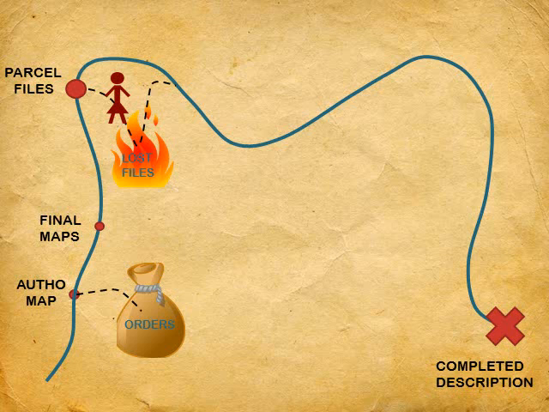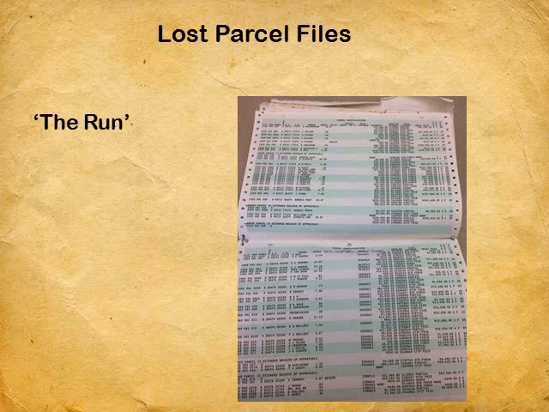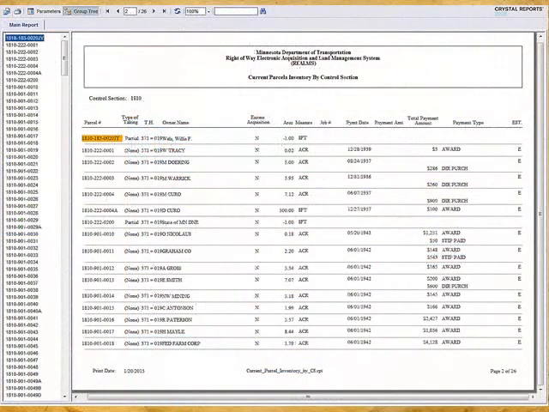Now there are cases where we are unable to locate a parcel file or a recorded document. Dun, dun, dun. We can verify that the acquisition was completed by checking the run. This is a notorious 3-ring binder located in the project coordination unit. It is also available in Realms by running a report. So you click on the hammer icon in Realms, click on reports, this pops up, select main, and you can either select current parcel inventory by control section or by county. Then you need to find your parcel and it will tell you if it was acquired by easement, E for easement, F for fee, and it should give you a date that it was paid for.